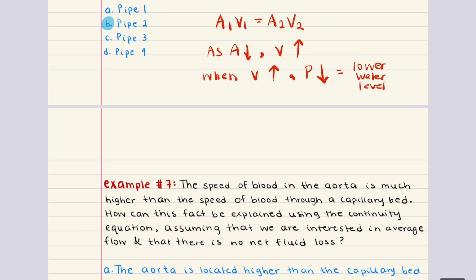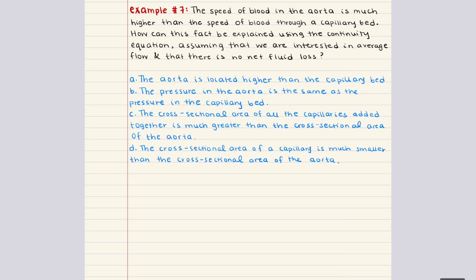Beautiful. Let's tackle problem 7 next. Problem 7 says, the speed of blood in the aorta is much higher than the speed of blood through a capillary bed. How can this fact be explained using the continuity equation, assuming that we're interested in average flow and that there is no net fluid loss?